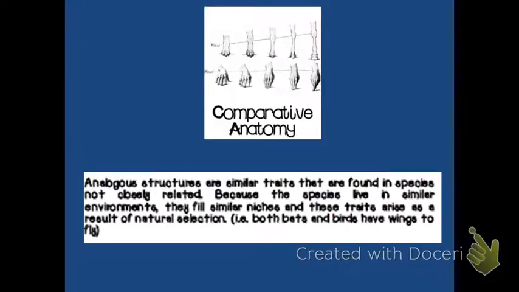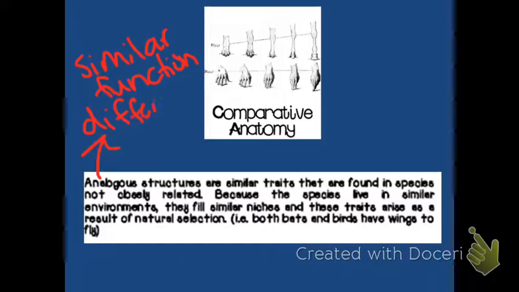All right, lastly, we have analogous structures. Analogous structures are similar to homologous structures, but they're actually the exact opposite. So an analogous structure, and you need to write this down, means that they have a similar function, but a different form or a different shape. Okay, so they do the same job, but they look different.